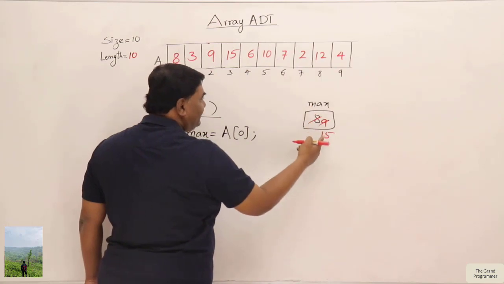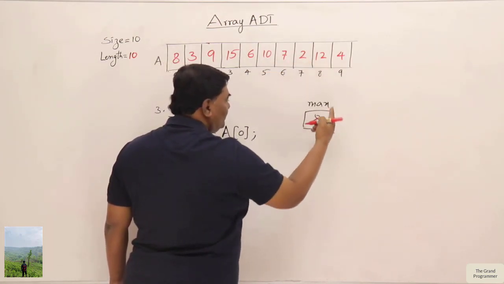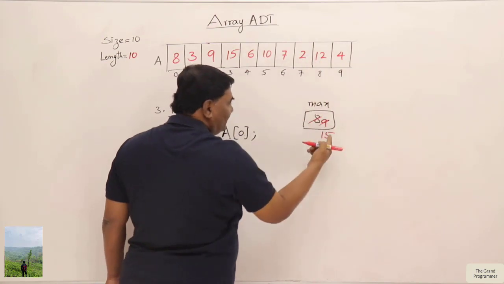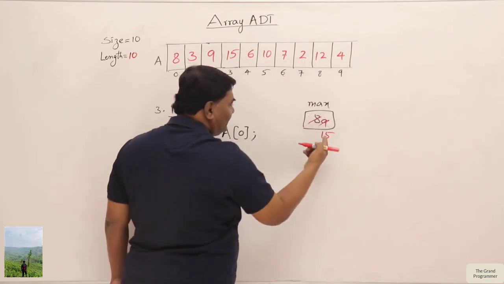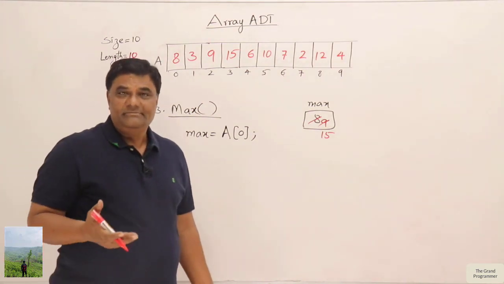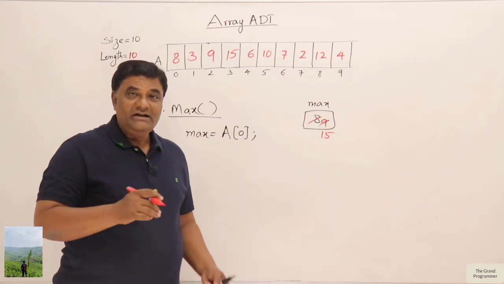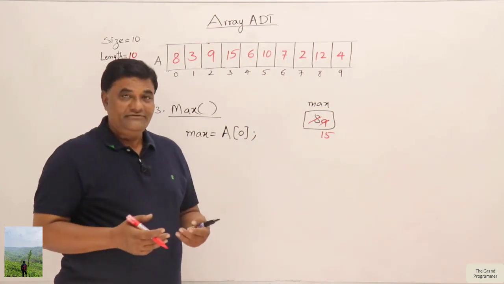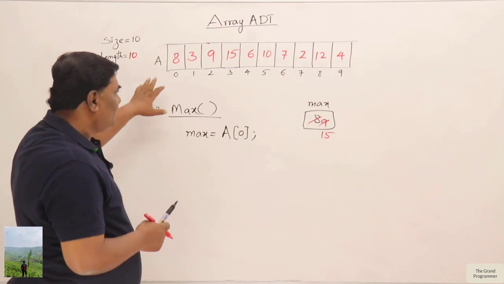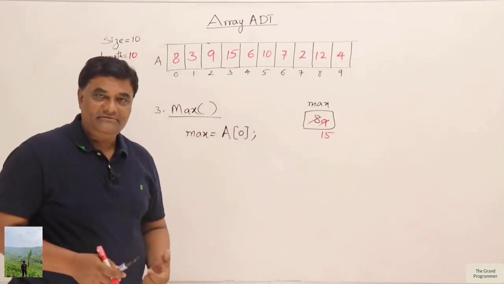Then 6, is it greater? No. 10, it's not greater. 7, it's not greater. 2, it's not greater. 12, it's not greater than 15. 4, it's not greater than 15. So the remaining one there is the largest element. So this is simple. And how much time has it taken? If you observe the work I have done, I have gone through all the elements once. So the time is order of n.